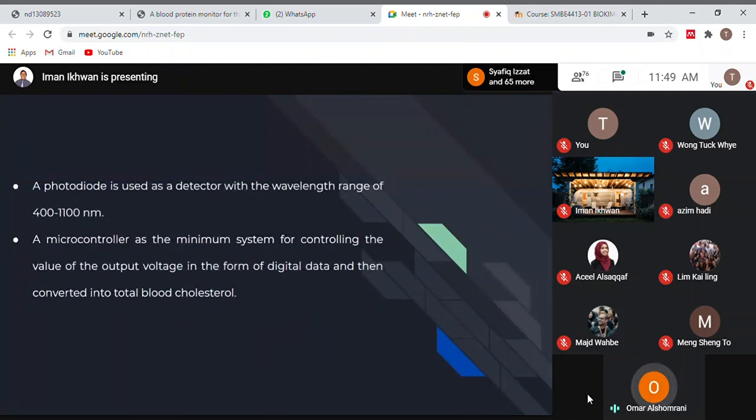So in this device, there is a photodiode that is used as a detector with a wavelength range of 400 to 1100 nanometers, and also a microcontroller as the minimum system for controlling the value of the output voltage in the form of digital data, and then converted into total blood cholesterol.